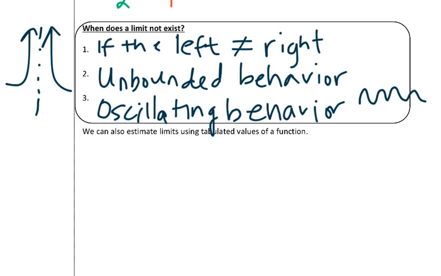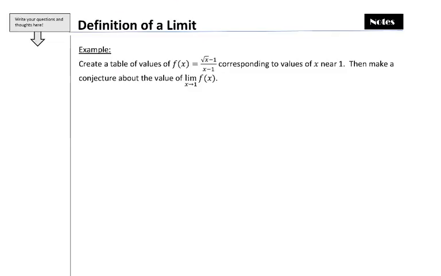All right, so it also says we can also estimate limits using tabulated values of a function. And so that's what we're going to do next. And it kind of relates back to the rates of change notes that we looked at before. So let's take a look at an example so you can see what we mean by that. All right, so it says create a table of values of f of x is equal to, here's your function, corresponding to values of x near 1.